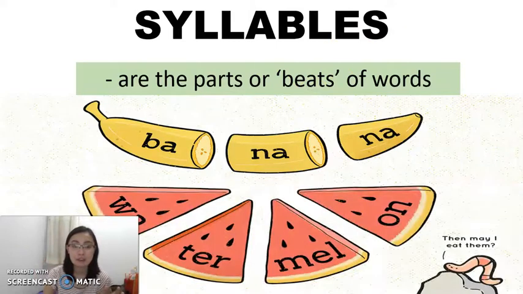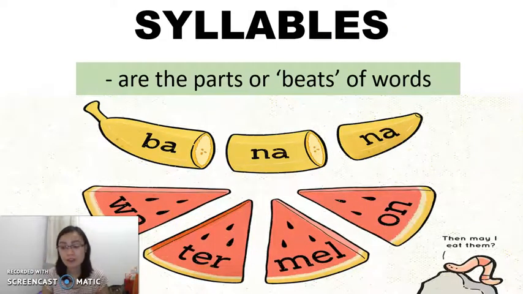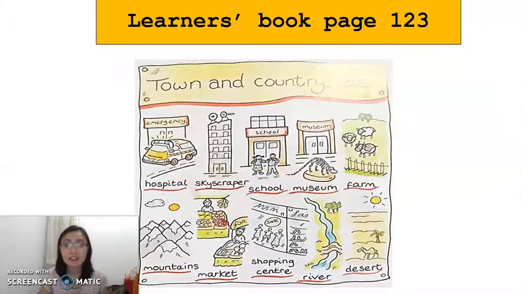Another example is watermelon. It has 4 syllables. Now let's try the words on your learner's book, page 123, Town and Countryside. Let's start with hospital. Let's count the number of syllables. Do the clapping technique with Miss Denny's. Hospital. How many? It has 3 syllables.